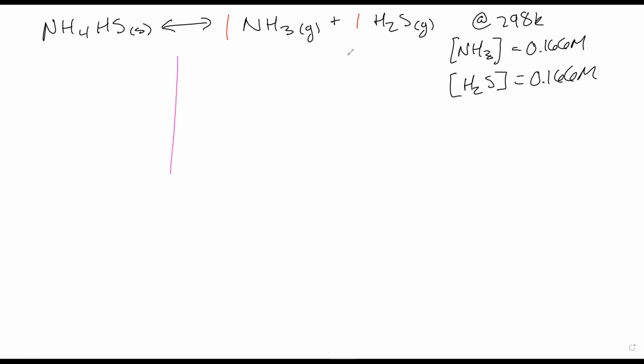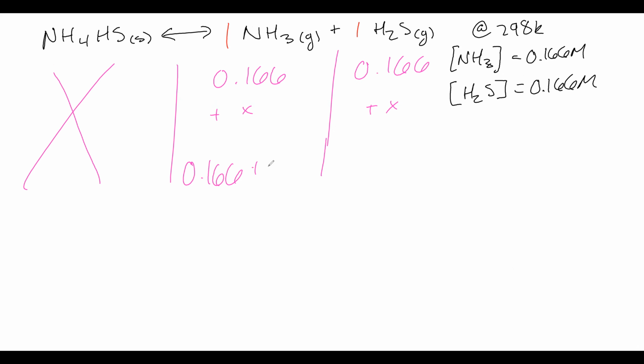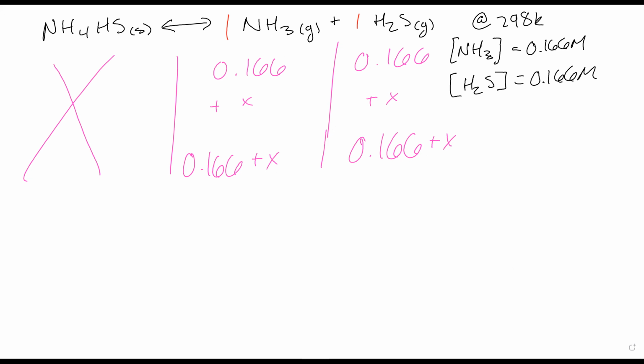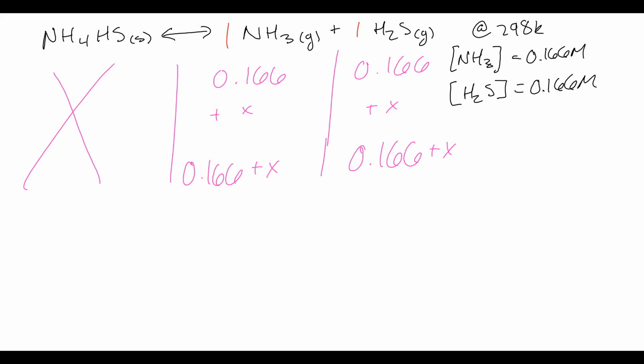So filling out our rice table and assuming that these are our initial starting amounts, 0.166. And this one is going to be ignored again because it's a solid. We're going to add X. We get 0.166 plus X and 0.166 plus X. Does this make sense? Yes, it does. Okay, sweet.